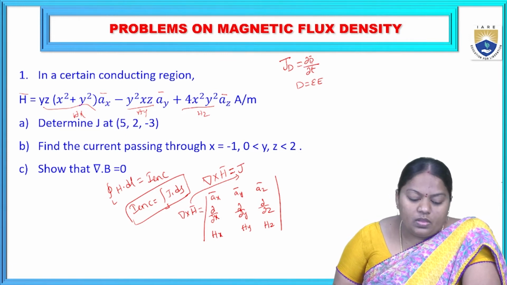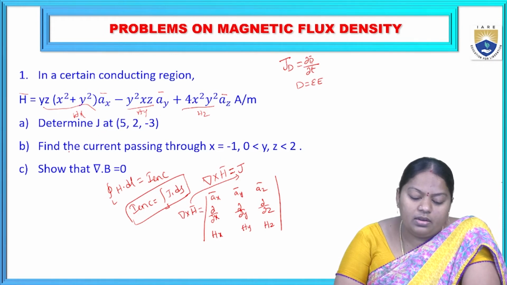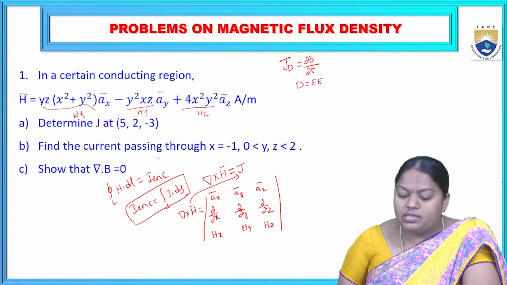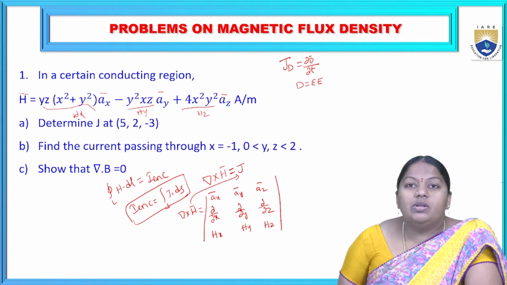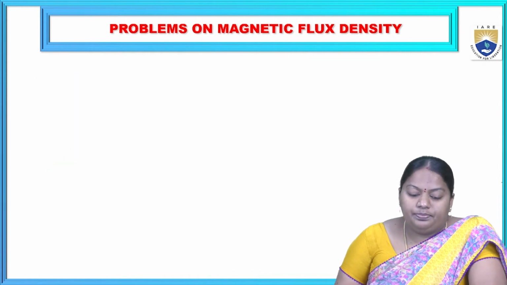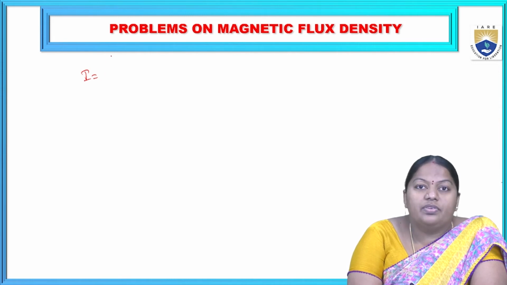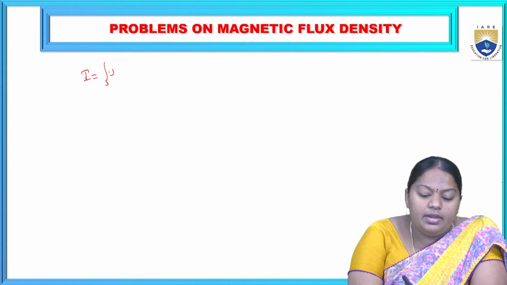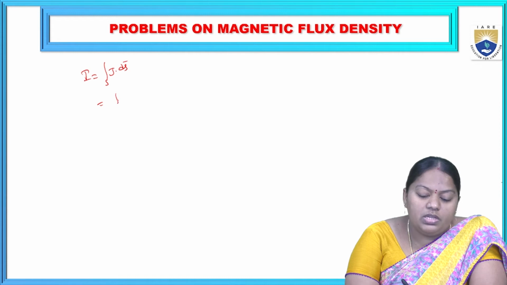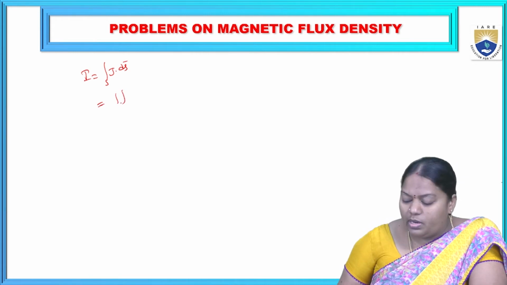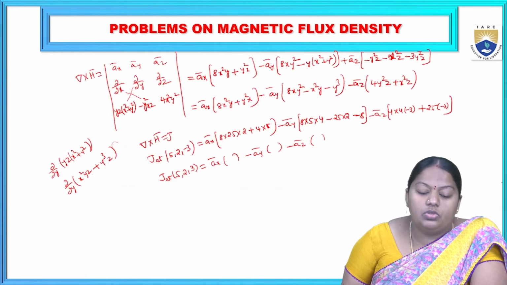Okay. Then find the current passing through x equal to -1, where y and z are the two variables. Here J value is to be obtained. Since I enclosed is supposed to find current passing through, hence I in terms of current density means I is equal to the surface integral over S of J dot dS, which means we are integrating with respect to two variables, and those two variables are y and z, ranging from 0 to 2.